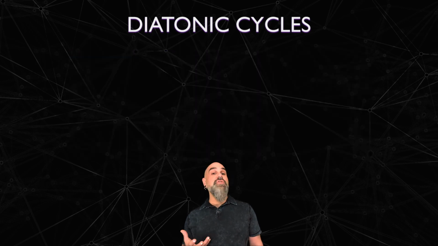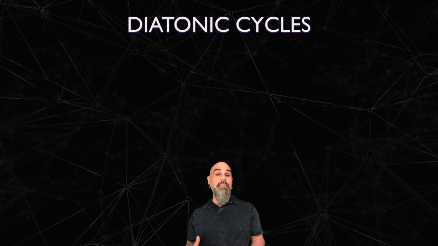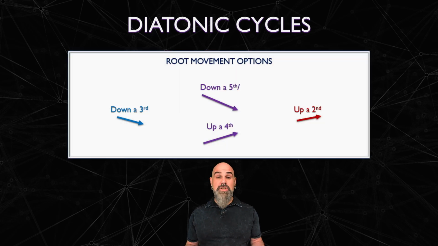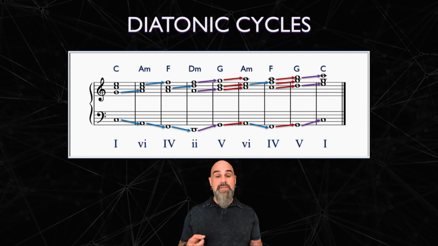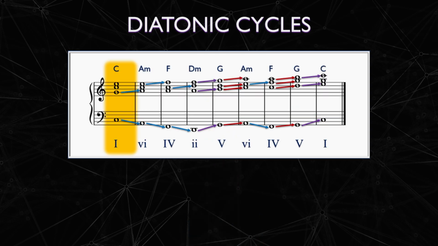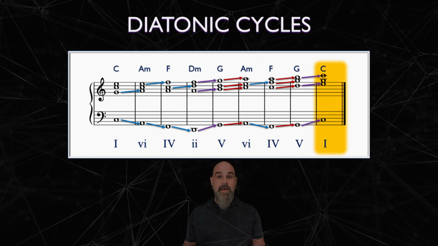Now, composers usually don't just use a full cycle, but they use the underlying logic as a blueprint. Think of them like modular options. You can mix and match as needed. Here's a progression that uses all 3 types. And here's another.